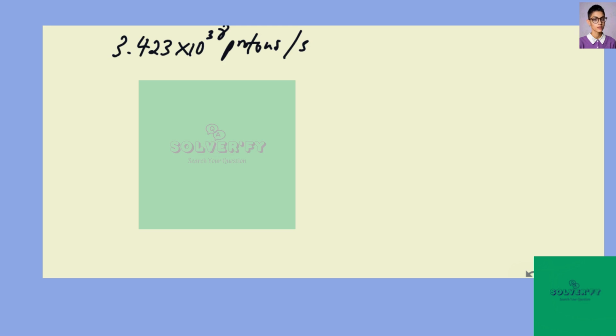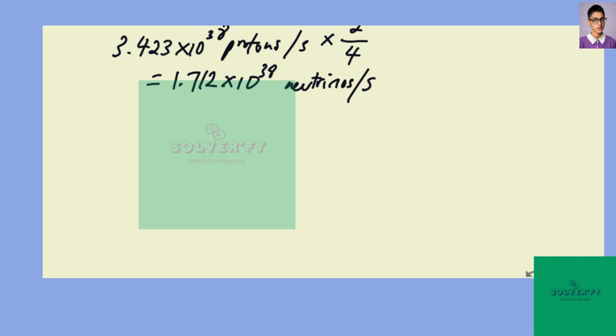It's the amount of protons that is consumed per second, and we know that for every 4 protons consumed, 2 neutrinos are produced, right? So the number of neutrinos that are produced, we just have to multiply this by 2 over 4, right? 2 neutrinos per 4 protons. We should get 1.712. And so this is the rate at which neutrinos are being emitted from the sun, right?